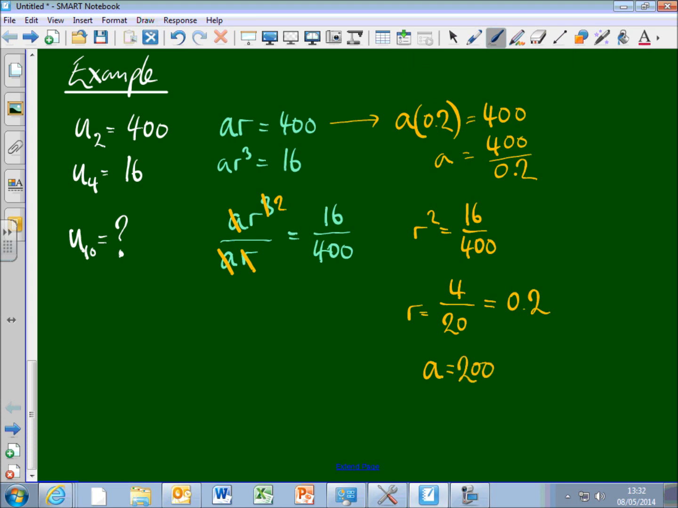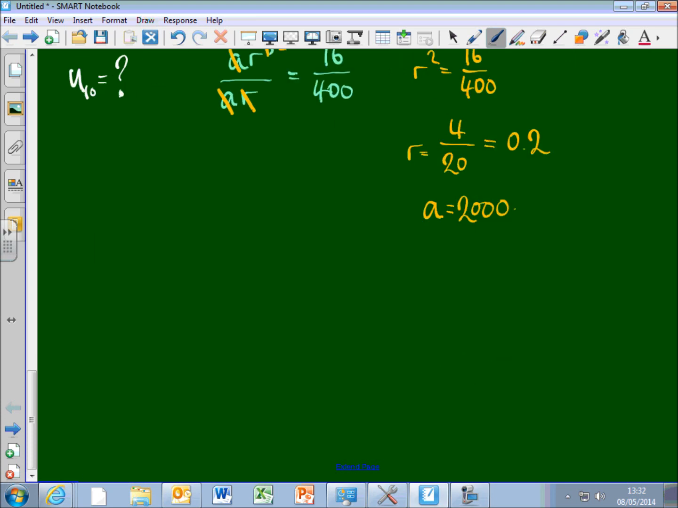So just wait, hold on a second, Harry, because you're a bit ahead, right? So now I've found out what A and R are. I asked you for the 10th term. Okay, so the 10th term would be A R to the power of 9. And Harry's saying this. The first term is 2000, and then it's R, 0.2, to the power of 9. And what did you get, Harry?